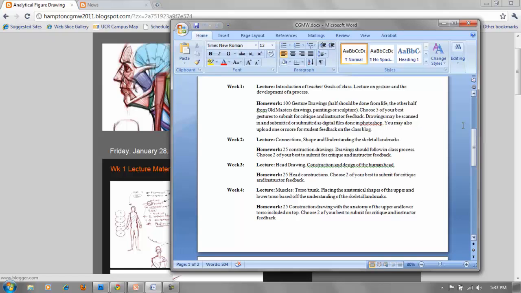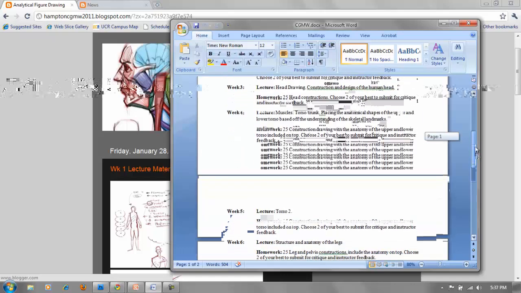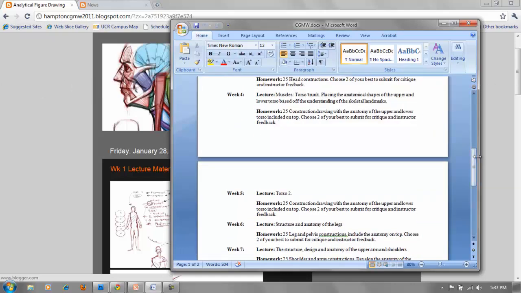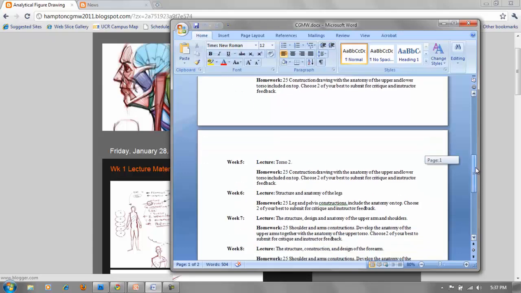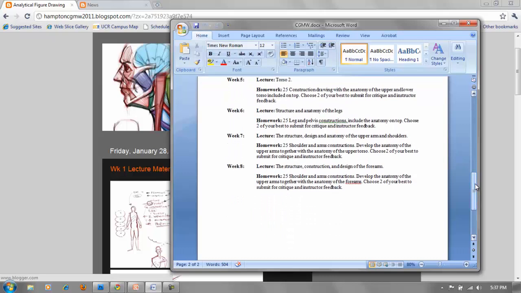And what I've planned is week 1 gesture, week 2 is connections, week 3 head drawing, and 4 and 5 are the torso. Those lectures are a little bit more intensive, and the skill level jumps up a little bit at that point, or the technical requirements for doing the homework or understanding the material. So I space it out. Week 6 is the legs, and then 7 and 8 are broken into those two for the arm.